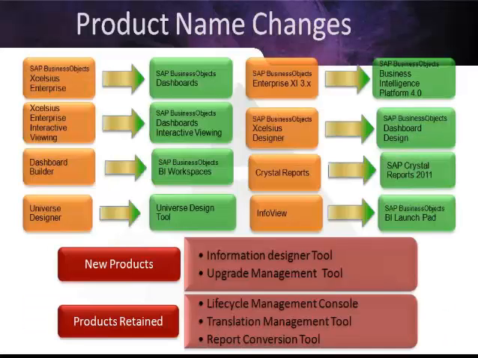BI 4.0 has provided us with a number of product name changes. So allow me to go through these briefly. The tool previously known as Xcelsius, the dashboarding and scorecarding tool, is now simply known as SAP BusinessObjects Dashboards. And the dashboard builder, to avoid confusion with the renamed Xcelsius, is now known as BI Workspaces.